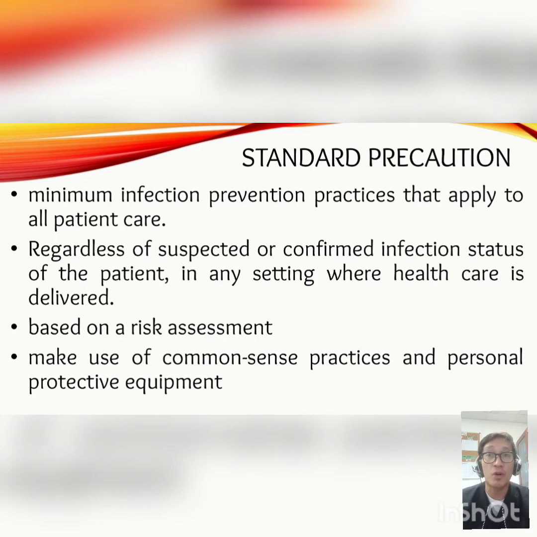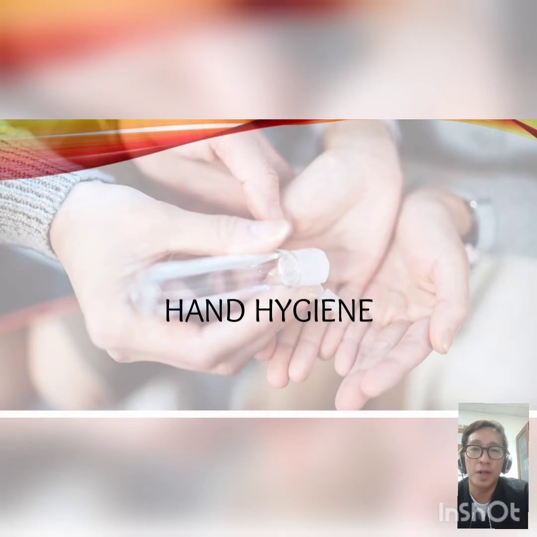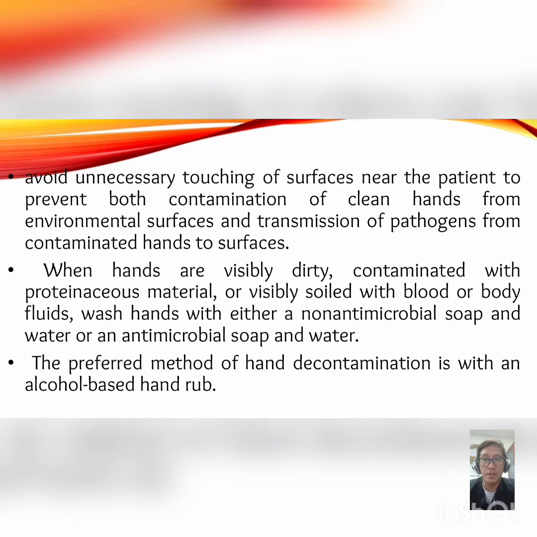And your standard precaution is based on a risk assessment, depending on the possible exposure that you will be encountering to your patient. And it makes use of common sense practices and personal protective equipment. There are many components of your standard precaution. Number one on our list is your hand hygiene. We'll just have a quick review regarding hand hygiene because we will have a separate topic regarding this component.